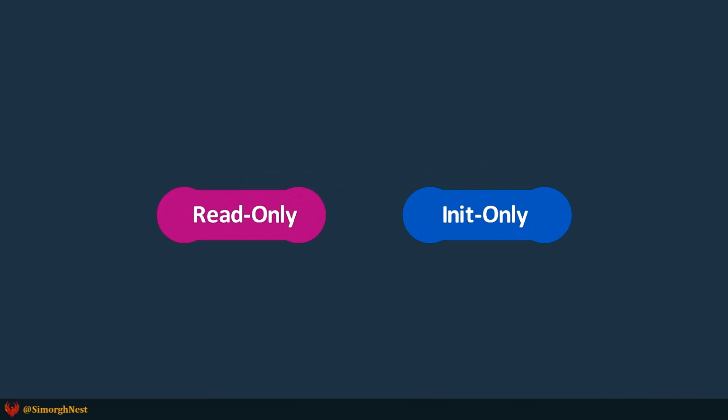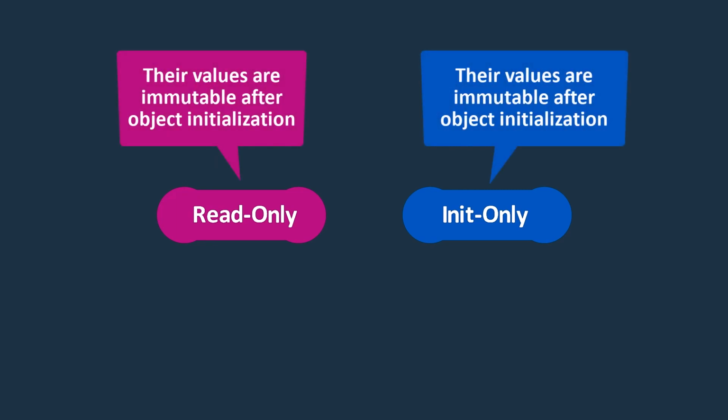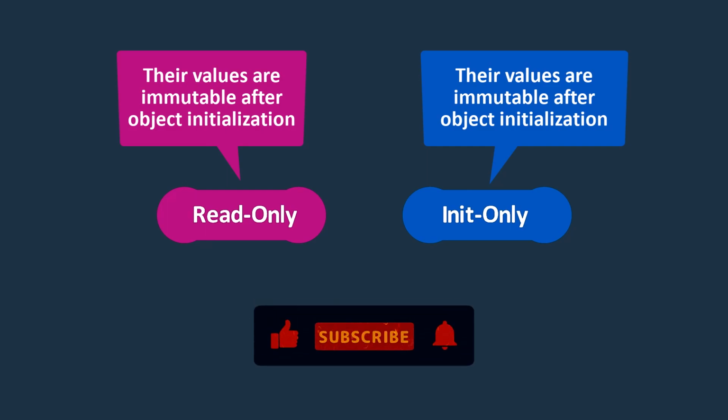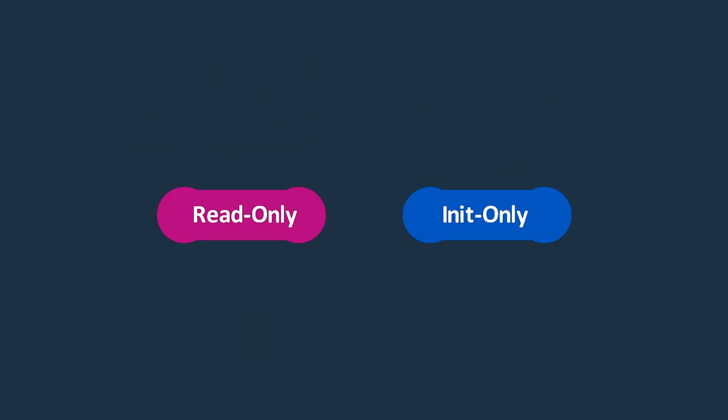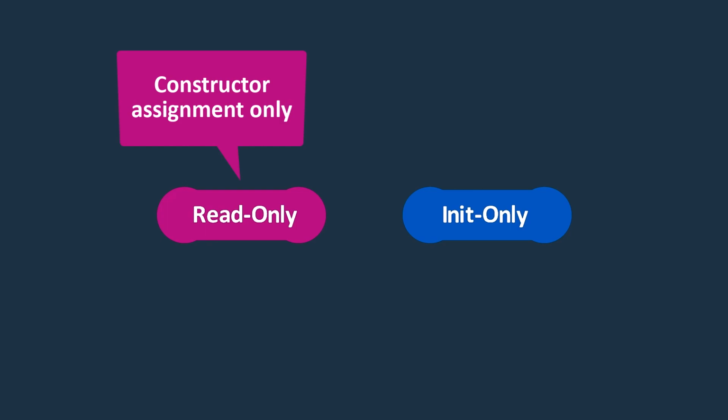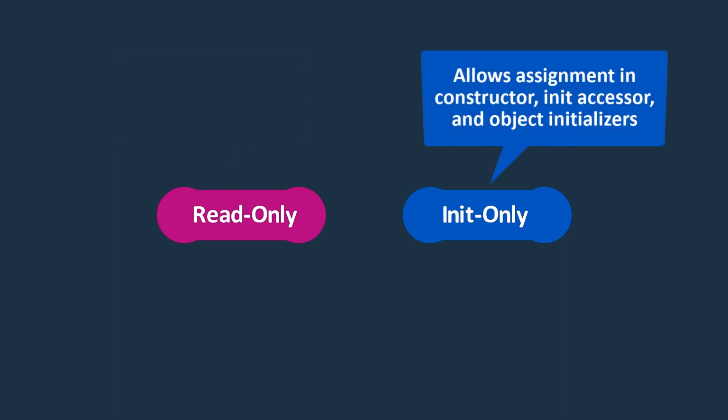Alright, based on our discussion, both init-only and read-only properties are considered immutable. This means they can only be assigned a value during object initialization and cannot be modified afterward. The key difference between them lies in their assignment flexibility. A read-only property can only be assigned a value within the constructor, whereas an init-only property can be assigned a value not only within the constructor, but also in the init accessor and through object initializers.